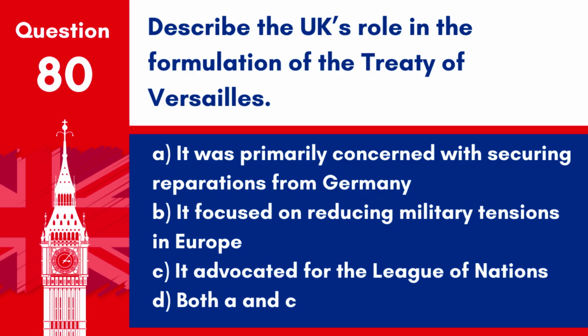Answer D. Both A and C. The UK's role in the formulation of the Treaty of Versailles included securing reparations from Germany and advocating for the establishment of the League of Nations to maintain peace and prevent future conflicts.